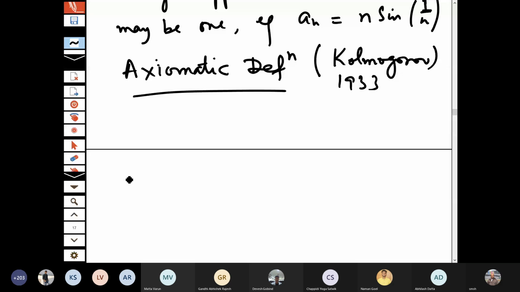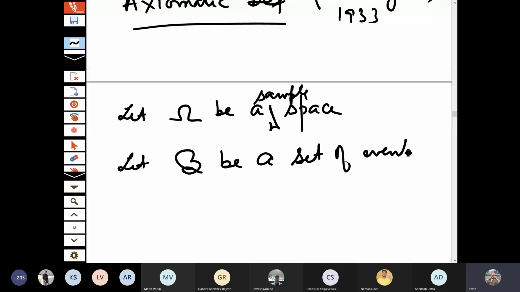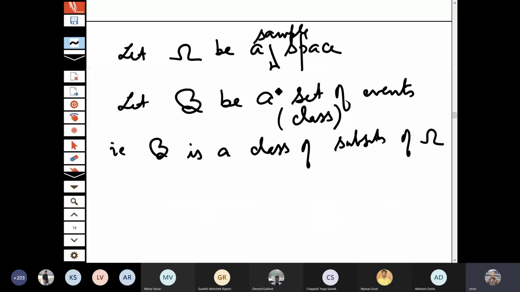So let omega be a space. Space means a set, but I will call it a space because I am using the terminology sample space here, just for clarity purpose. And we consider here, let script B be a class of events, that is, B is a class of subsets of omega. Because for what purpose will we define the probability? We will define the probability for certain events. So events are subsets of the sample space.